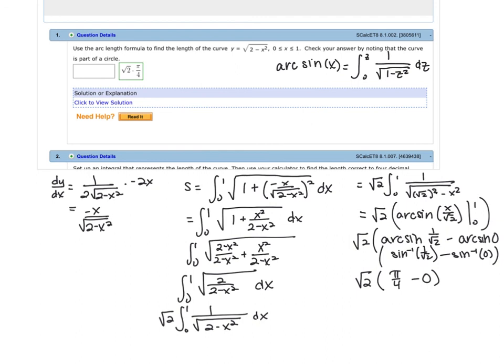And therefore, the length of this arc would be root 2 times pi over 4. Now, it was mentioned to note that the curve is part of a circle. If you were to graph y equals the square root of 2 minus x squared on your graphing calculator, you would see that's an eighth of a circle that has a radius of root 2. And so an eighth of a circle with a radius of root 2, if you were to do the circumference of that, it would give you the same thing.